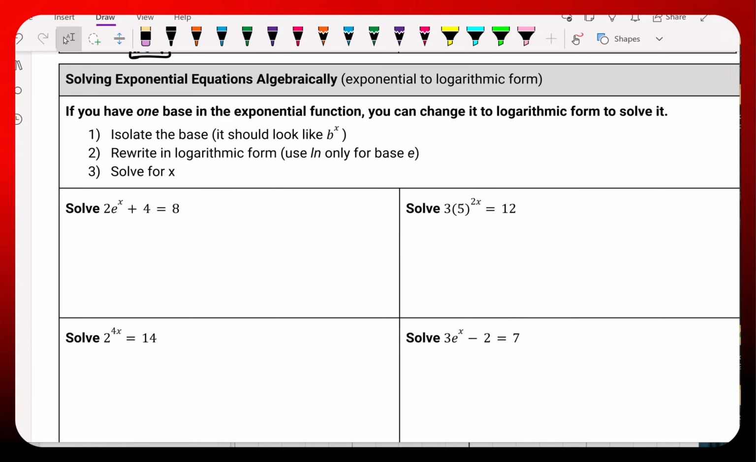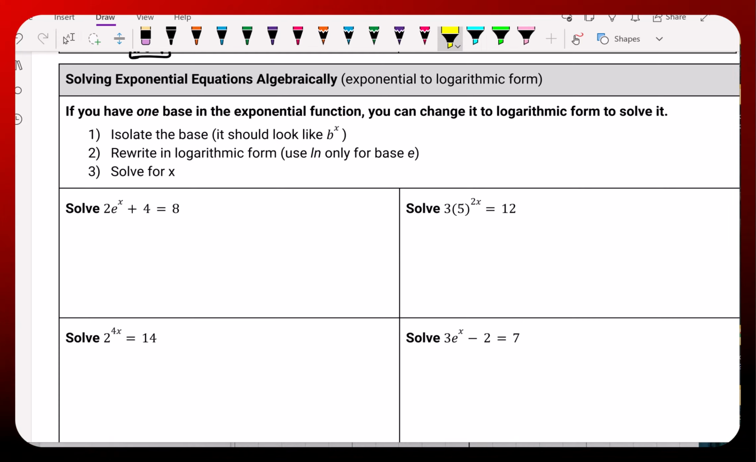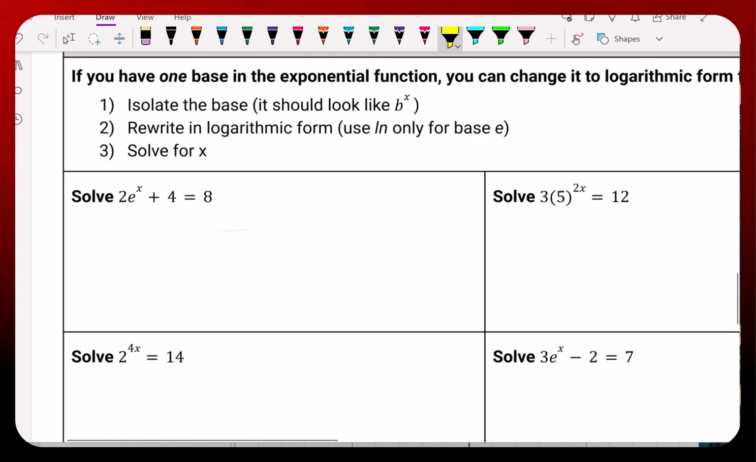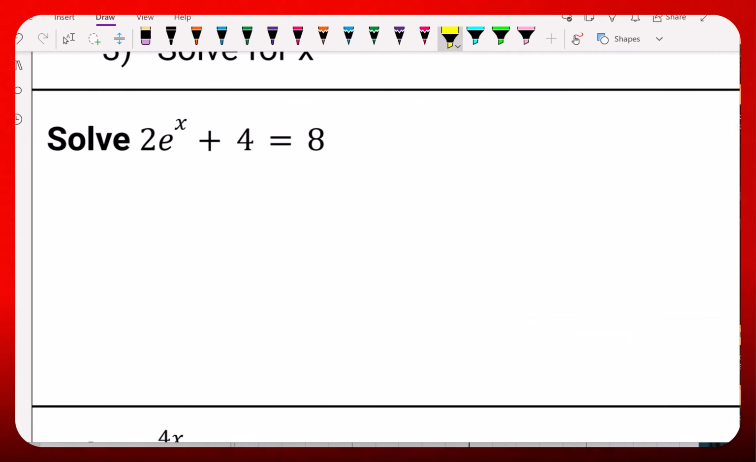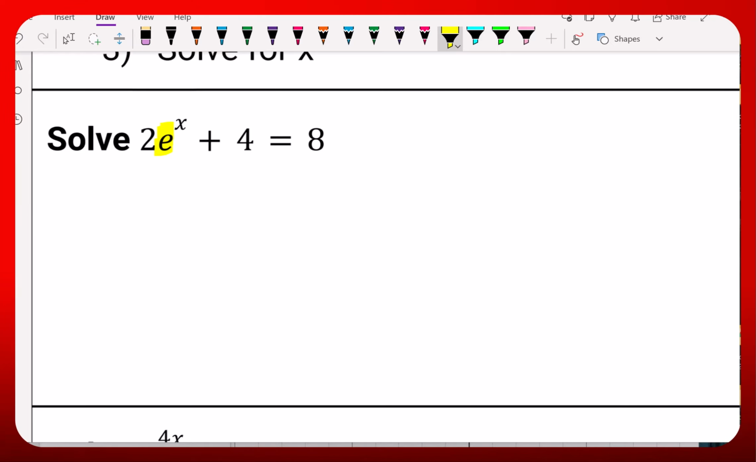So this is our third technique to solving exponential equations. This one is also done algebraically. So if you don't have access to Desmos, and if it doesn't fit the equal base format, then what you can do is change it from exponential to logarithmic form. One way to figure out you're going to have to do something like that is to realize that you only have one base. If you look at this first example here, I only have one base, base e. Now, typically on these, you're going to have to do a little bit more work.